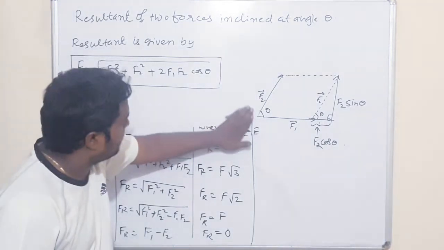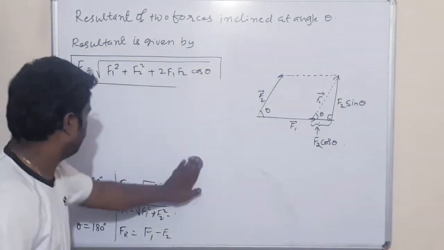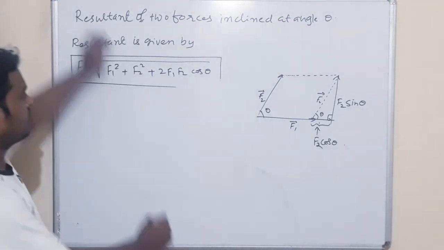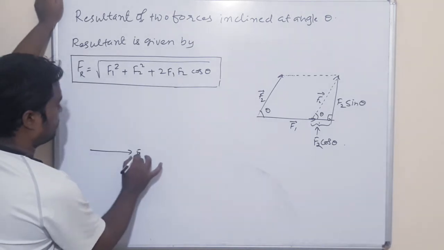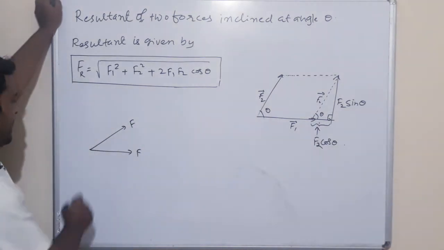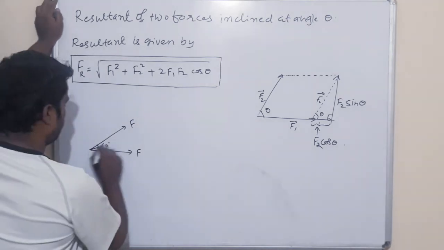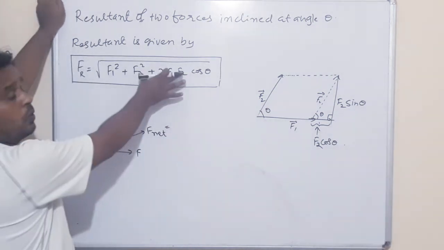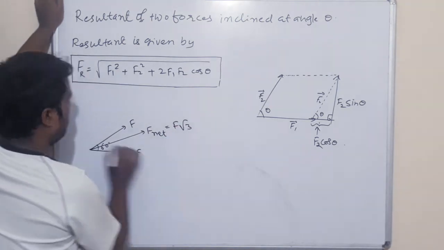That means, see, this is one force F, this is another force F. Both are equal in magnitudes. If angle between them is 60 degree, then F net will be directly equal to, again you need not go to this formula to calculate net force. Net force will be F root 3.